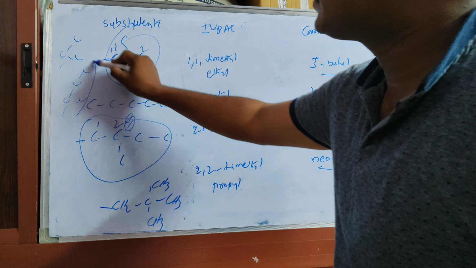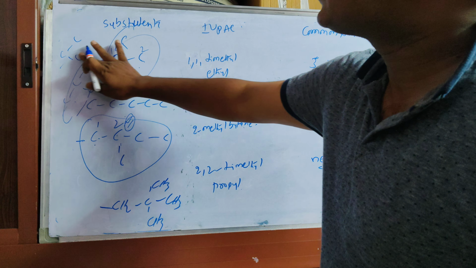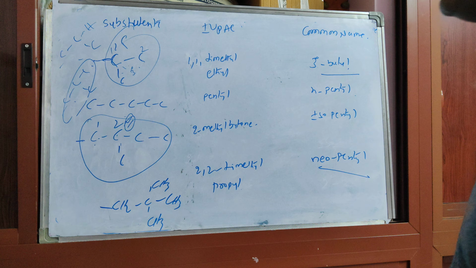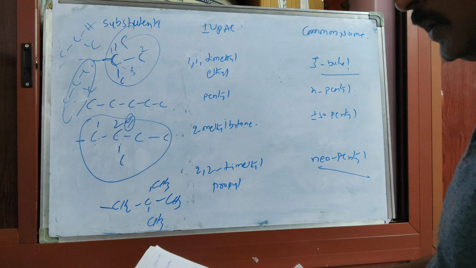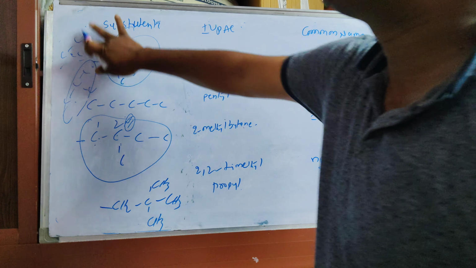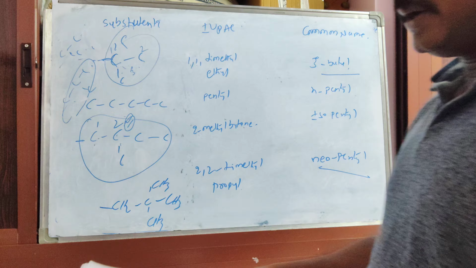In case of 4-member carbon, this is iso. In case of 3-member carbon, this also we get the iso. Iso means this, you get the iso. This is very important, the nomenclatures of how to identify them.